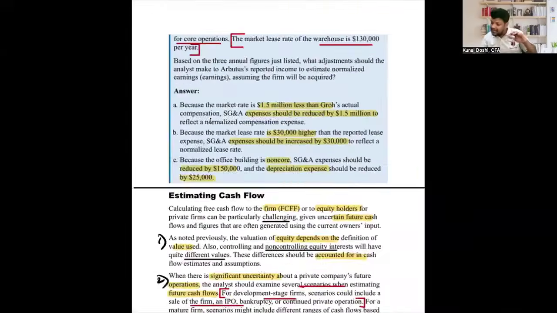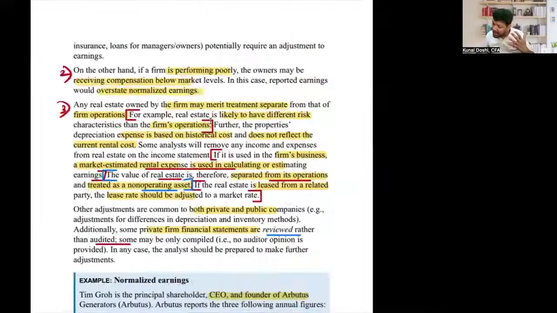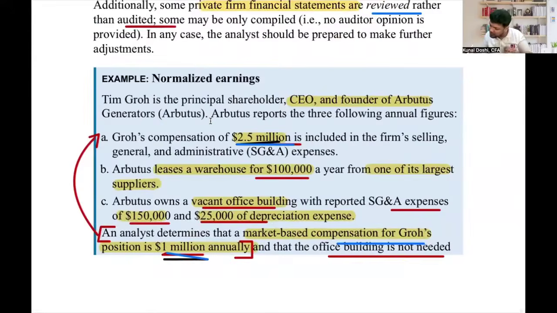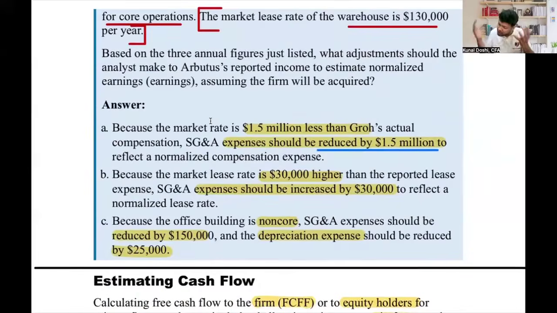So you will notice that we have reduced these expenses. Similarly, if they have overvalued some things, for example, an office building that is not needed for core operations, what should we do? We should not take the office building into consideration. So any expenses related to that should be reduced from the company's profitability. These are all the adjustments we will have to do.